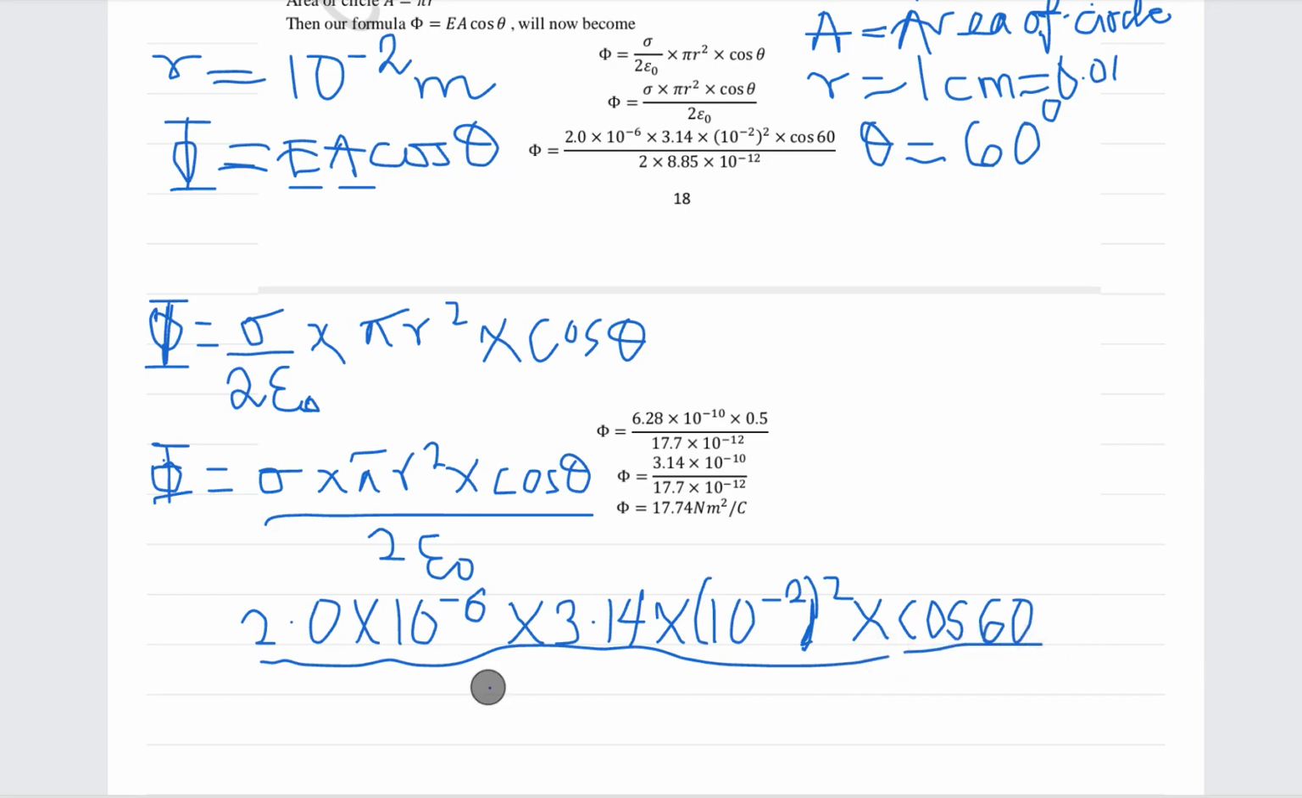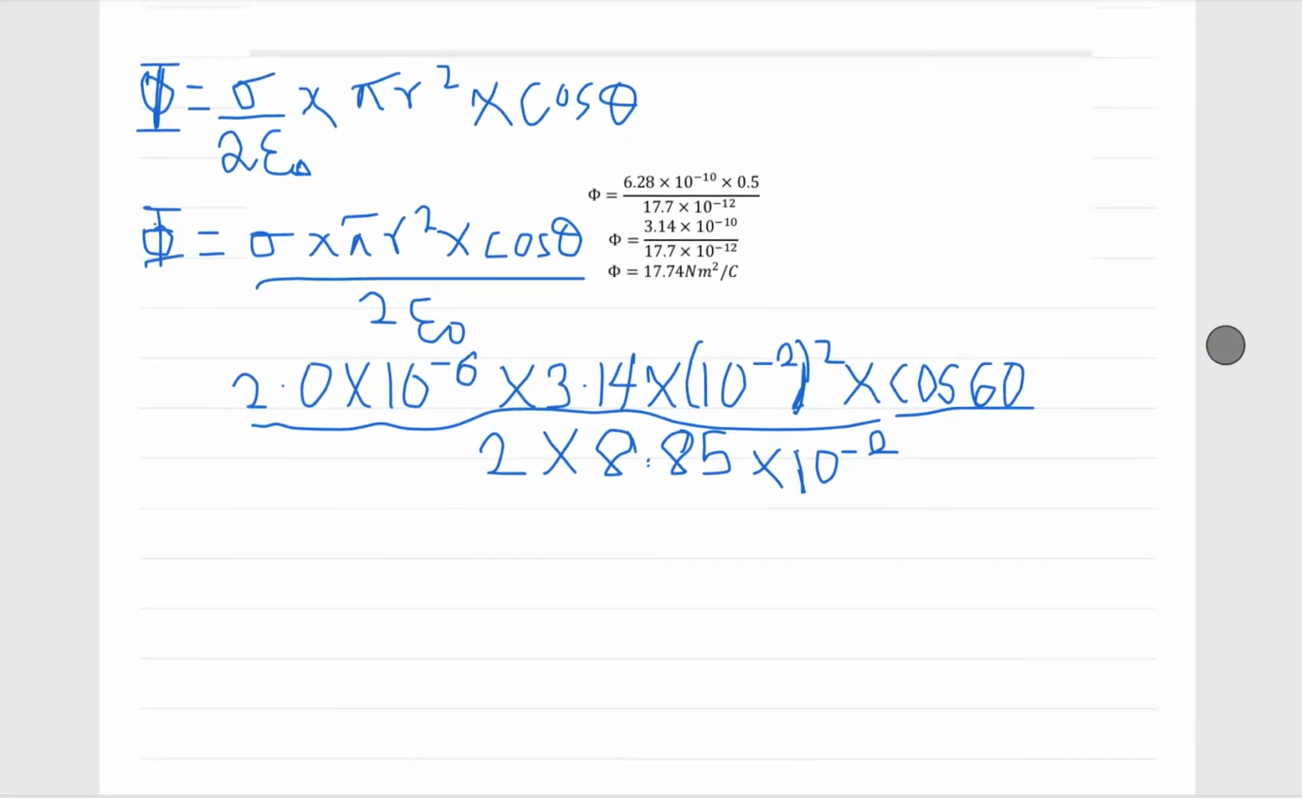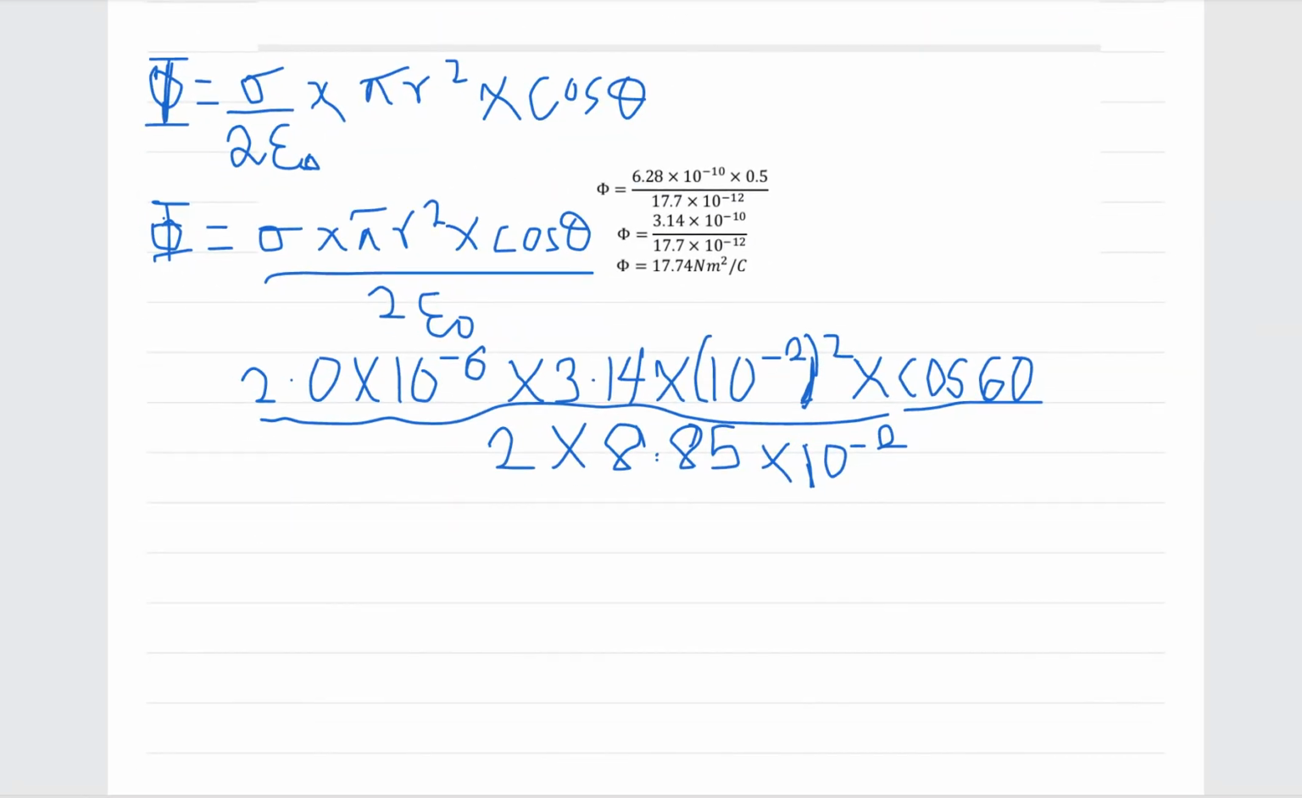All over what? 2 multiplied by epsilon naught, which is a constant. You should know that by now. 8.85 times 10 to the power minus 12. So that is what we are going to have. So if you multiply together, don't forget phi.